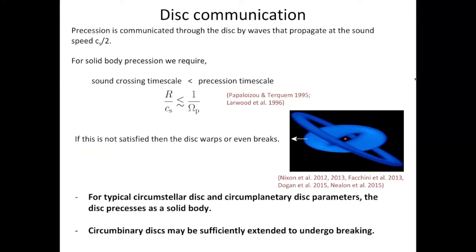For a disk around one component of a binary or a circumplanetary disk, we generally have solid body precession. Circumbinary disks, on the other hand, may be sufficiently extended to undergo breaking.